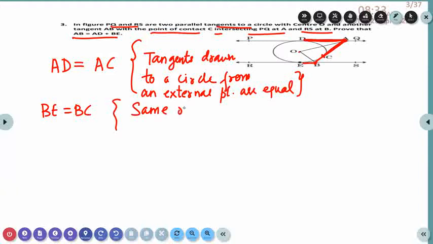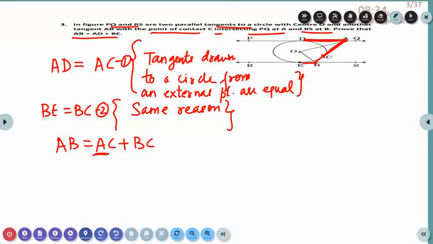Now look at this tangent AB. AB can be written as AC plus BC. Now in place of AC, we can substitute AD, because AC is equal to AD from equation 1. So in place of AC we write AD, and similarly in place of BC we write BE. So using these two equations, 1 and 2, we have got the relation AB is equal to AD plus BE. Hence, we have proved this relation.